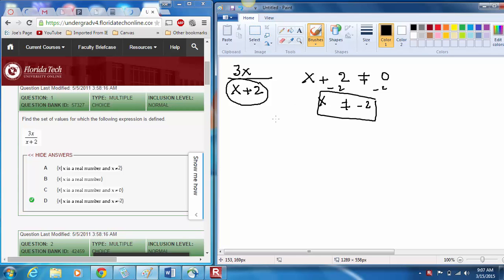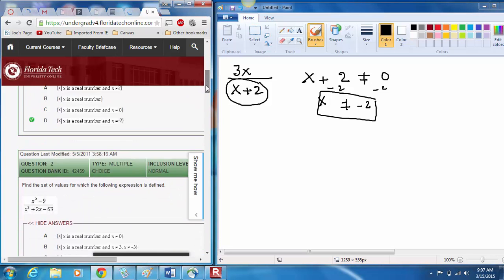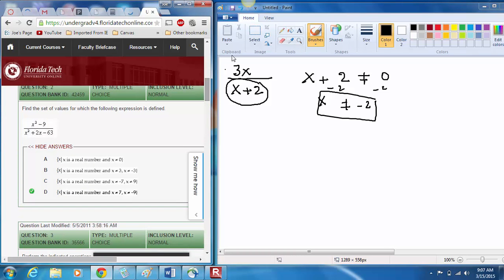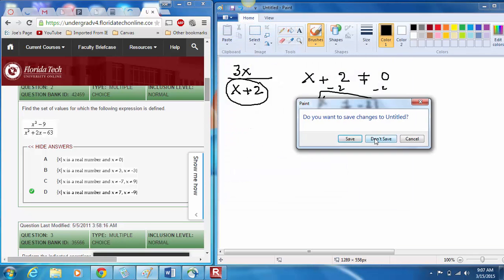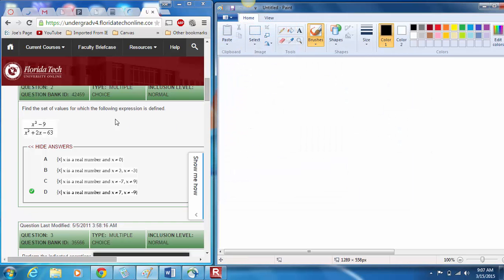Any other value for x should be valid except for x equals negative 2. So that's why x is a real number and x does not equal negative 2 is the final answer. On the second question, find the set of values for which the following expression is defined.